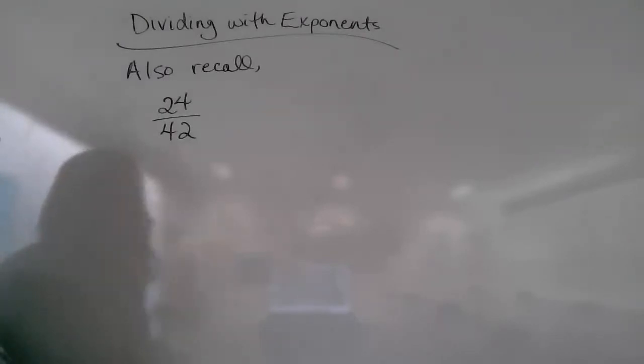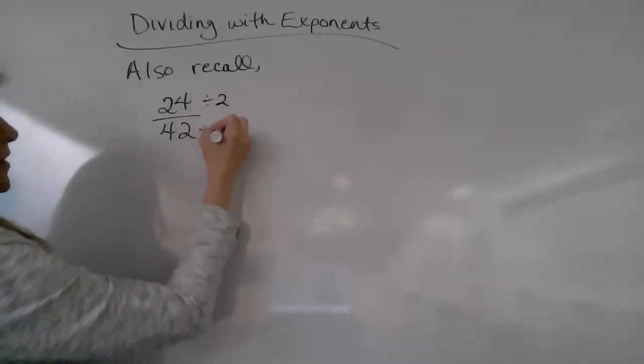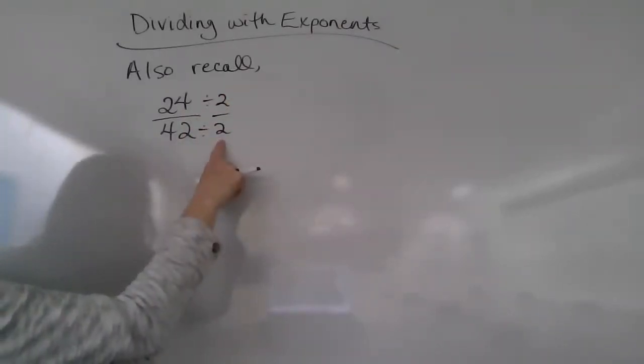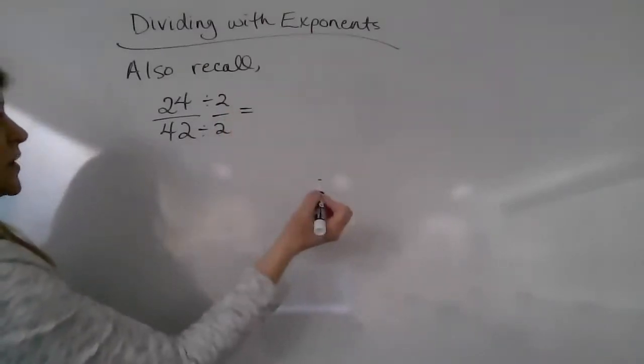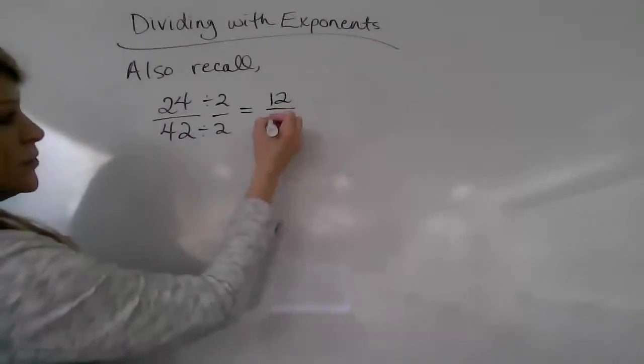All right, one more. 24 over 42. I see right away they're both even. There might be something bigger that I could divide them both by, but there's nothing wrong with starting with just something small that you see right away, because you can keep dividing if you need to. So I'm going to divide by 2 since these are both even. I'm dividing my numerator by 2 and my denominator by 2. So I'm really dividing by 1 in the form of 2 over 2. 24 divided by 2 is 12. 42 divided by 2, 21.